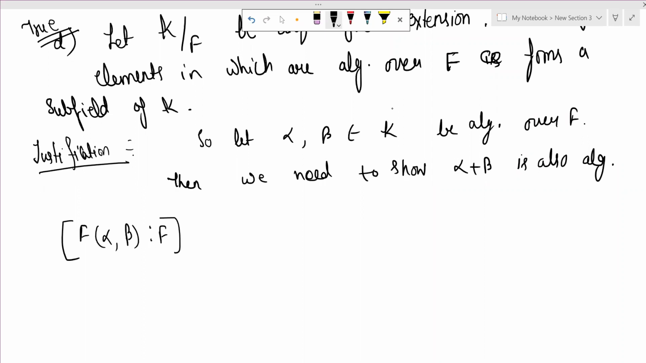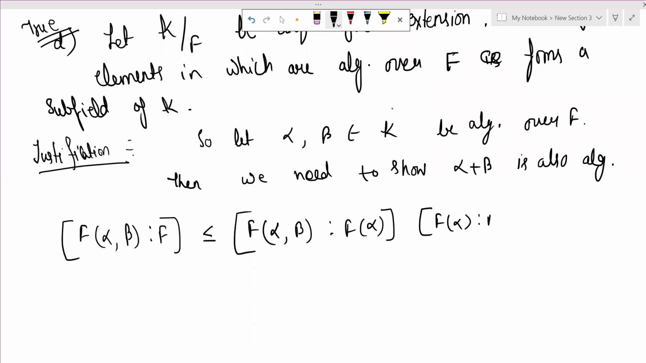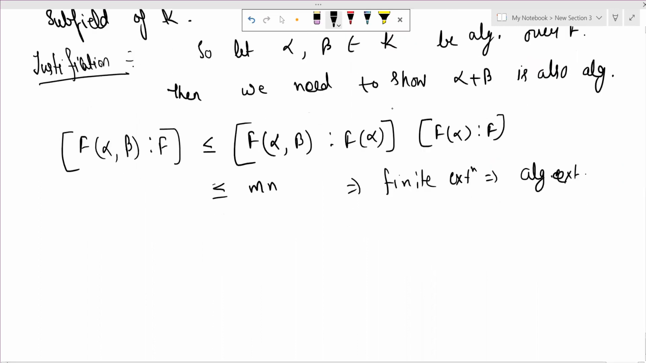Take this extension. This extension degree is finite. It is the same thing with Q replaced with F, we can prove it. We can assume it is finite dimensional, therefore this is an algebraic extension. This one is less than Mn. So finite extension implies algebraic extension.